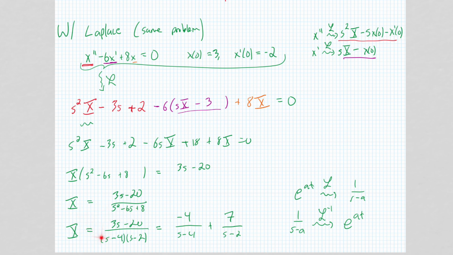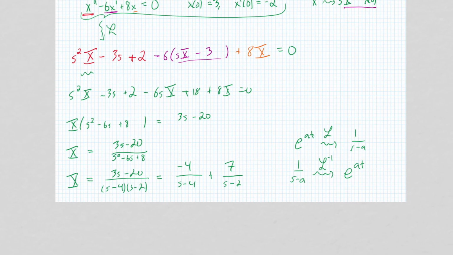From there, I can factor the bottom, and then this is where your skills from before come in. You should know how to do cover-up. You should really know how to do cover-up. It's like amazing. But what we do is I use cover-up, and I split this thing out into two different terms. Something over s minus 4 plus something else over s minus 2. And I get a negative 4 and a 7. So you should be pretty good with those.